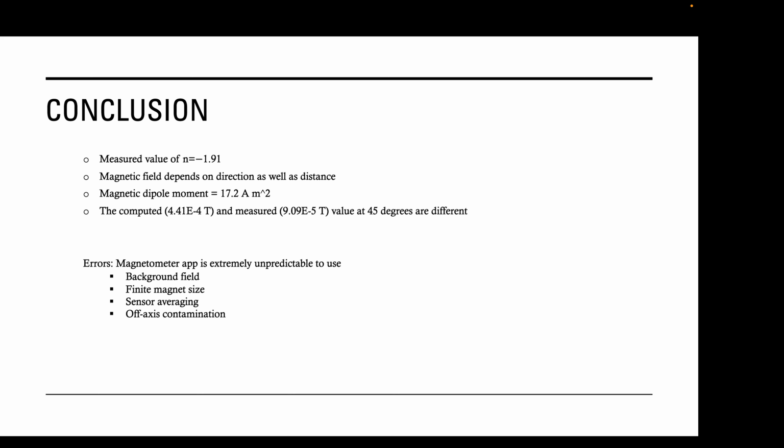Magnetic field depends on direction as well as distance, as we see for our on and off axis. The magnetic dipole moment is 17.2 amps meters squared, and the computed and measured values at 45 degrees are drastically different, with the computed being 4.41 e to the negative 4 Tesla and the measured value being 9.09 e to the negative 5 Tesla. Errors that may have occurred are that the magnetometer app is extremely unpredictable due to the background field, finite magnet size, sensor averaging, and off-axis contamination affecting the data.